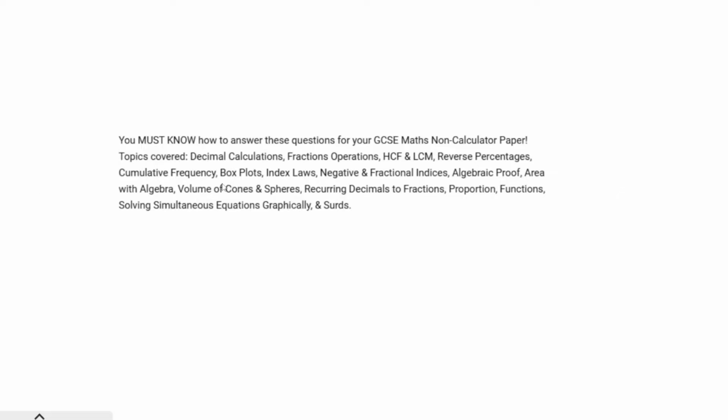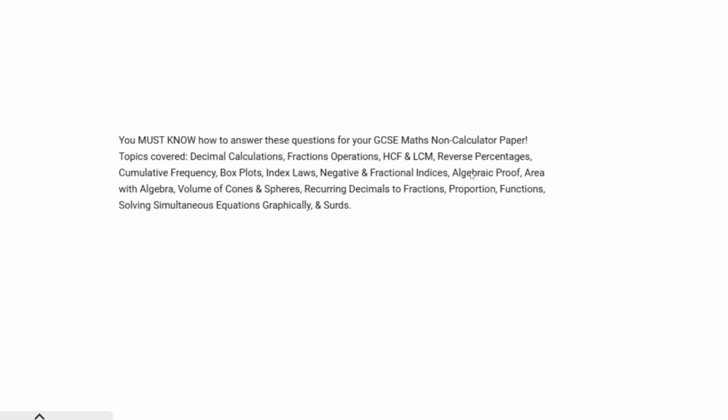Cumulative frequency or box plots, kind of one of those two. Mostly cumulative frequency. Now, obviously, that could come up on paper 2 or paper 3, but it seems to come up on paper 1 quite a lot. Index laws, obviously there'll be a decent amount of index laws because they don't want you to use the calculator for that. Same with negative and fractional indices. That will likely come up because they don't want you to use the calculator for it. Algebraic proof seems to be something that comes up a fair amount.